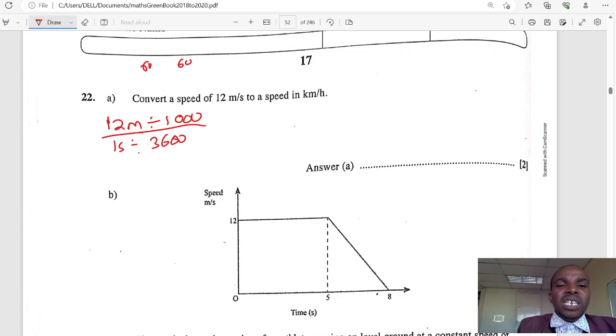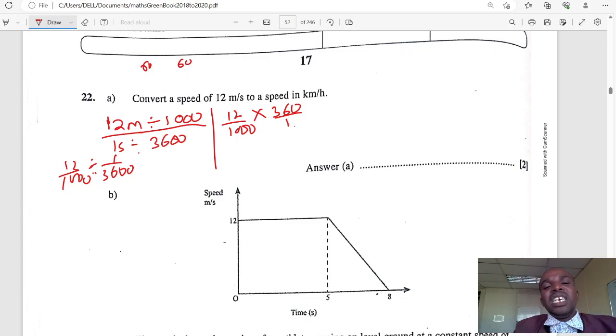So it will be the same as 12 over 1000 times 3600 over 1, because it's 12 over 1000 divided by 1 over 3600. So you can introduce a multiplication, then invert. That's where this multiplication came from. So you now do the simplification. 0, 0 comes out. Then this 0 can reduce this 12 to 1.2 and this 36.